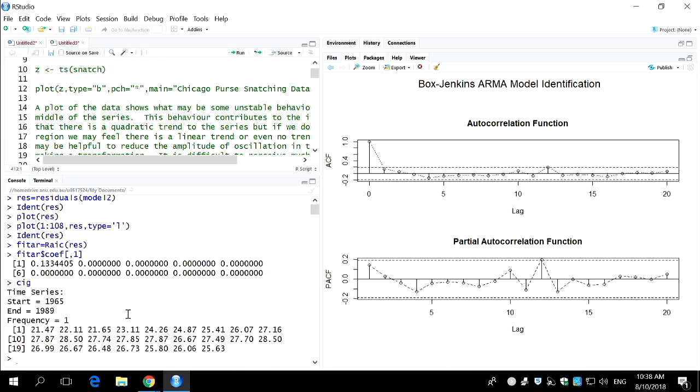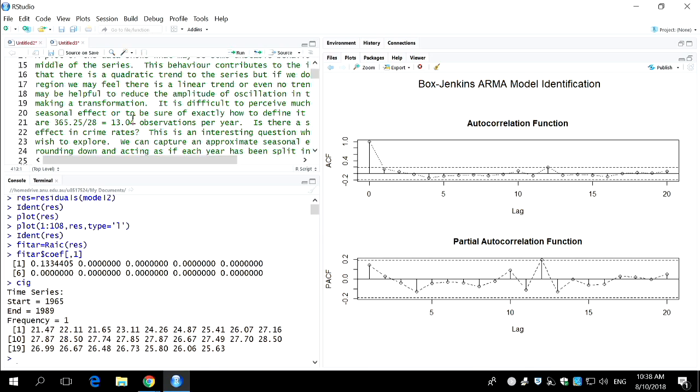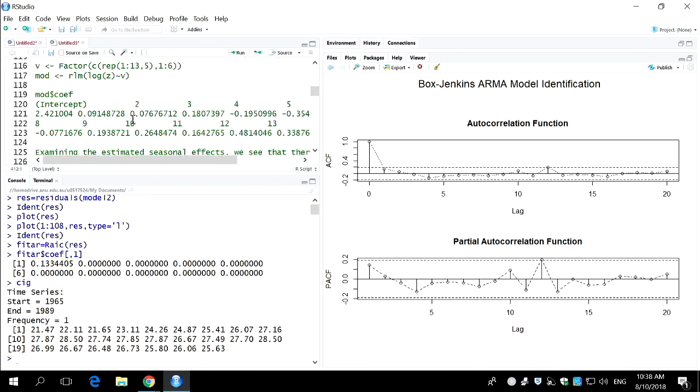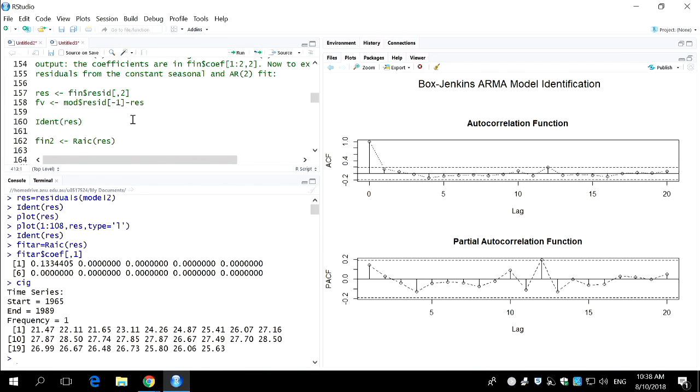SIG. So there's my series, SIG. It's a time series. It starts in 1965, finishes in 1989. Frequency is 1. All right. What do we do? Well, I want to encourage you, go through the process, the steps.